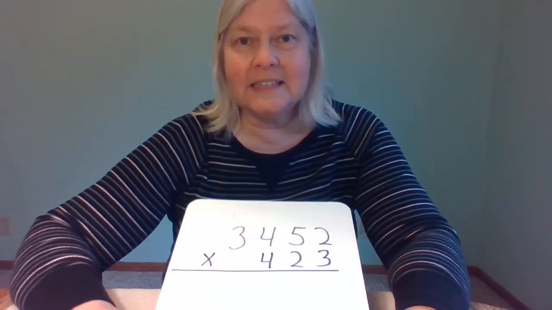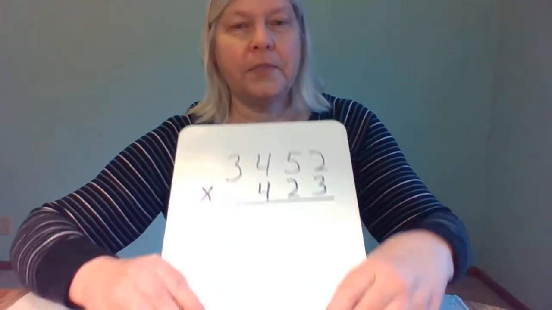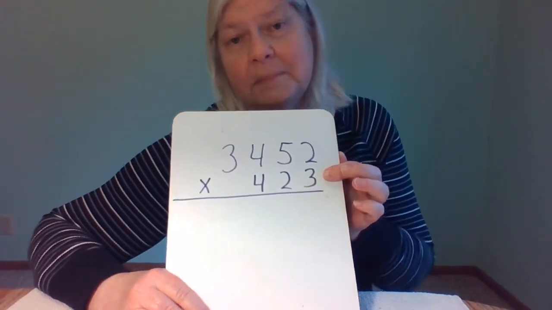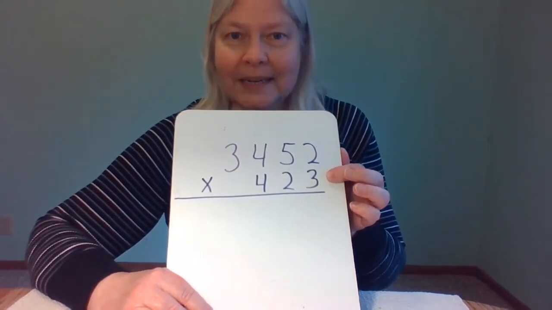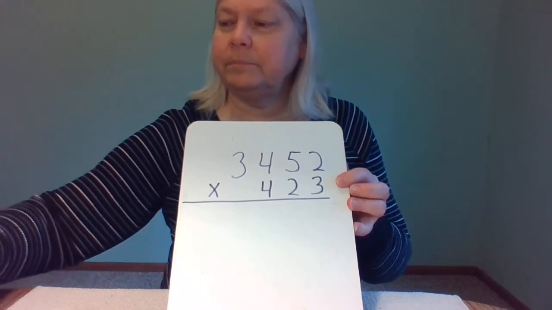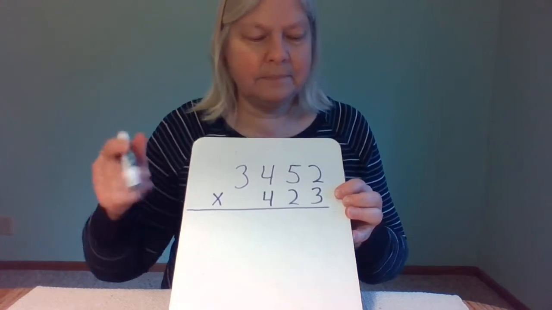This lesson is for multiplication abstract with a 3-digit multiplier. You've been doing 2-digit multipliers. It's not a whole lot different, but I want to show you how to do 3-digit multipliers. I'm going to start with a green pen to do our units partial product.